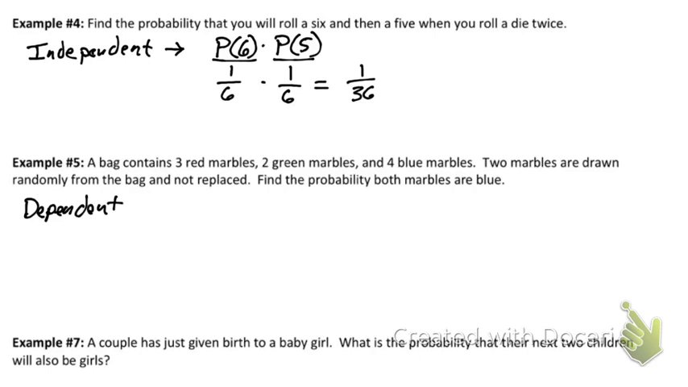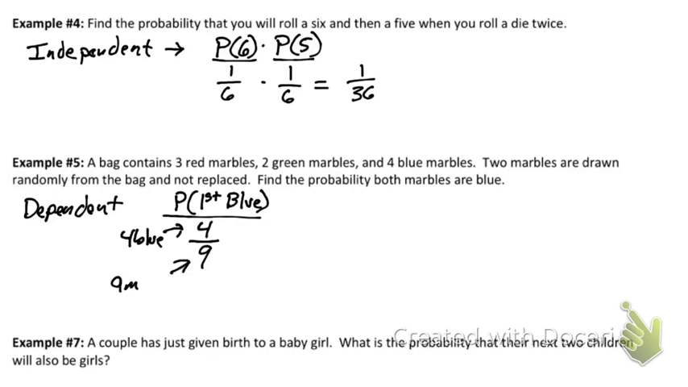So let's talk about the first marble. So our probability of our first blue marble. The probability of my first blue marble is, well, there's 4 possible blue marbles to pull out. So that's 4 possible blue marbles, and that's going to be out of 9 total marbles. So there's 4 blue. There are 9 marbles.